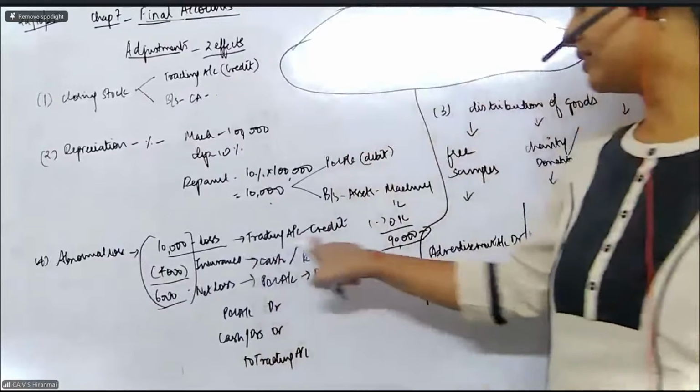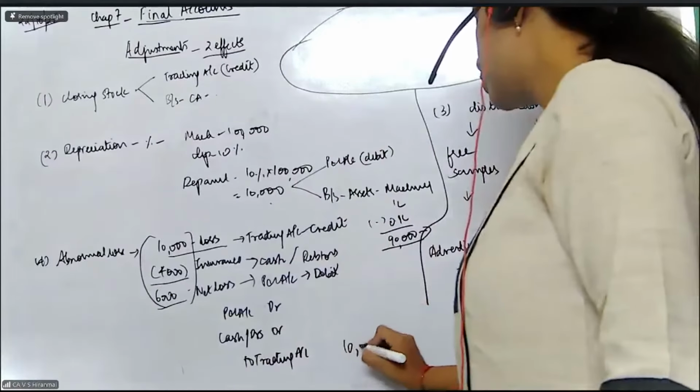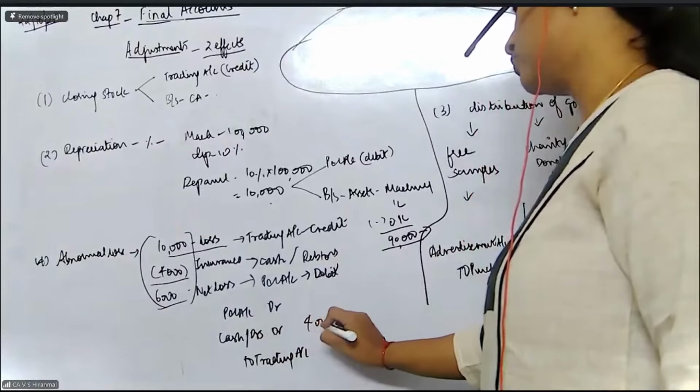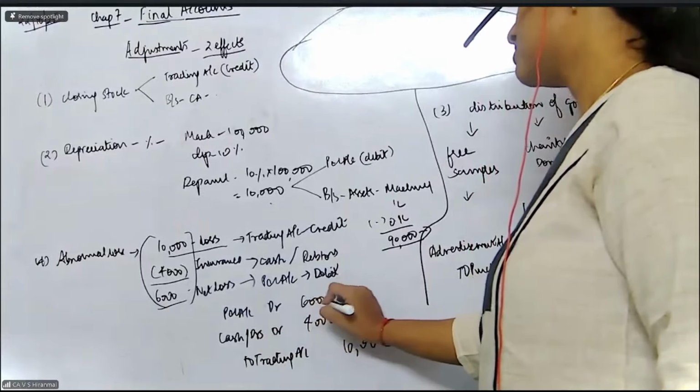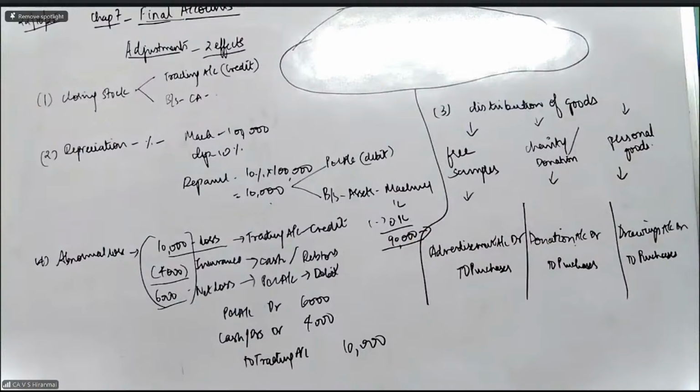Correct? Trading account, I told you, credit the trading account. Trading account credit will be total loss of 10,000. In this, how much is the insurance company giving you? 4,000. How much is the net loss? 6,000. This is what I have written there. I want everybody of you to concentrate on whatever I am teaching. Till this, it is very easy.